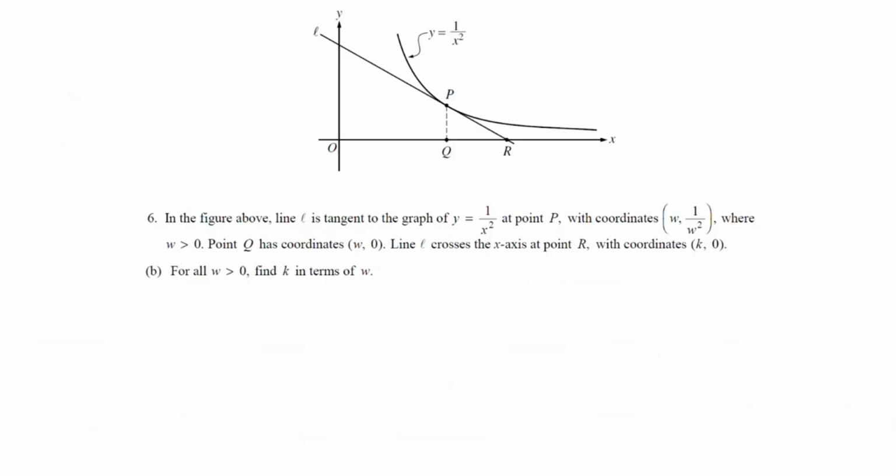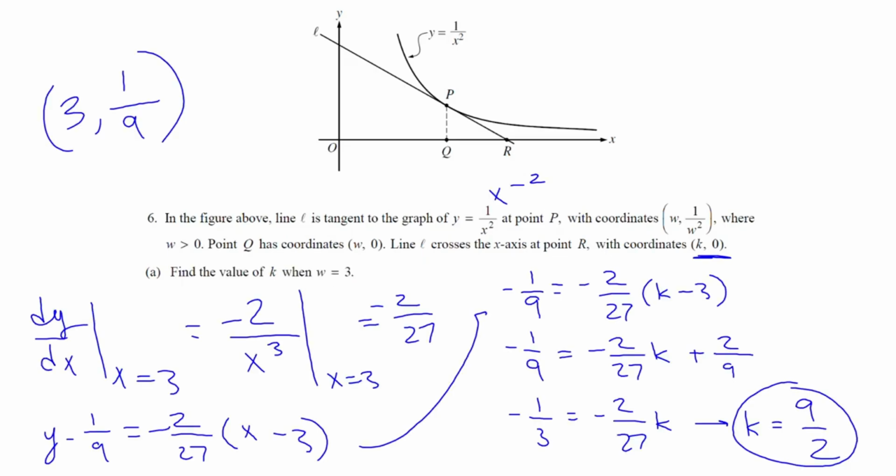In part A, how many points do we get here? We got 2 points for that, 1 for the correct derivative value here, and 1 for the answer.